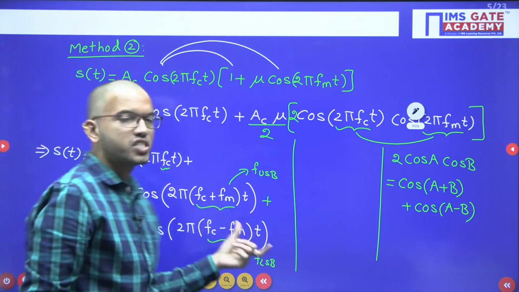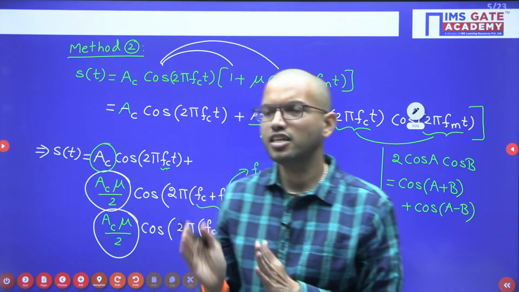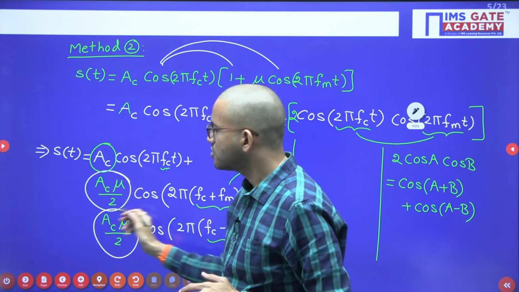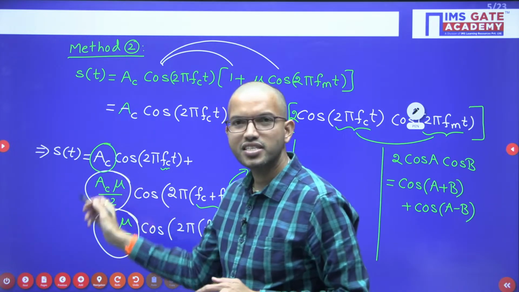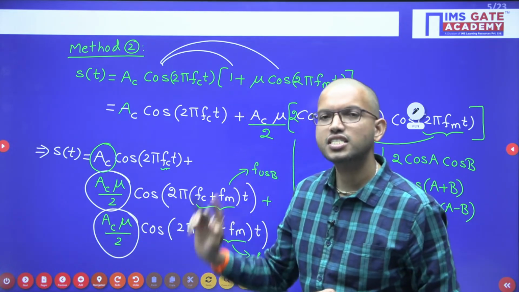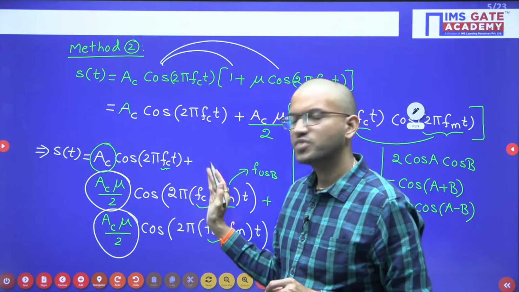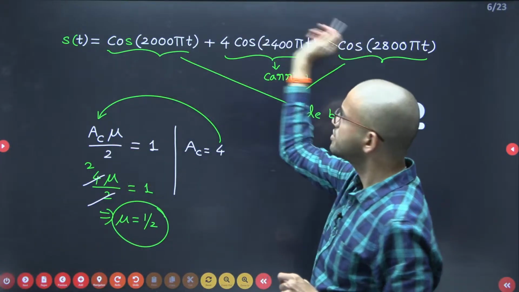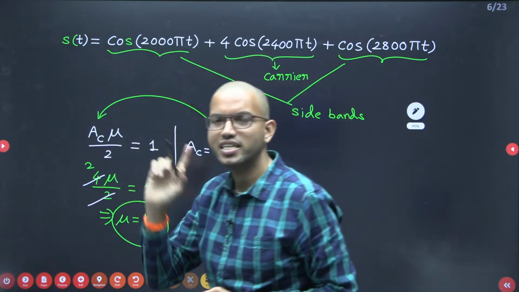Once you know the standard equation, regarding those three terms, one is carrier and the other two are related to side bands. Both the terms will have the same amplitude, right? Whichever terms have the same amplitude, just observe any one term. Here in this particular equation, the first term and last term both have the same amplitude, that is nothing but 1.